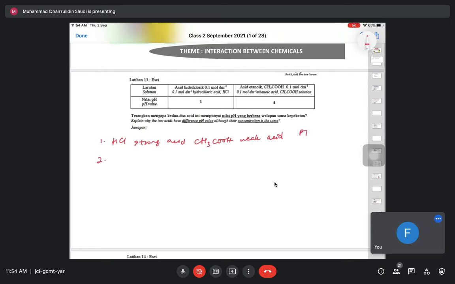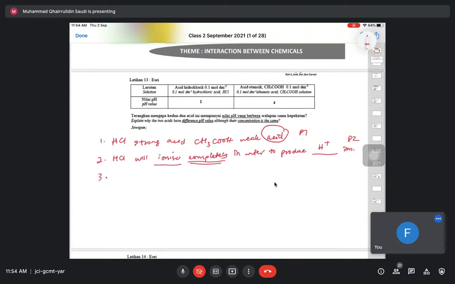Second one, you will have to define what is strong acid. So if you say that hydrochloric acid is a strong acid, then hydrochloric acid will ionize completely. Yes, the word completely is very important. Completely in water to produce what ion? Yes, hydrogen ions, because we are talking about acid. So this is the second point.